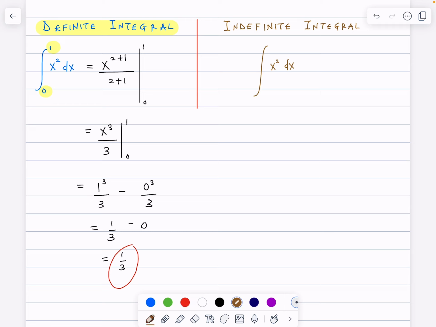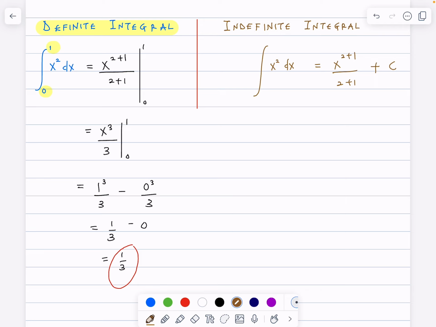Now let's evaluate the indefinite integral. So this is just going to be, similarly, you just add 1 to the power, which is 2. So you have x to the power of 2 plus 1, over 2 plus 1, plus c. That c is the constant of integration. And the reason why we wrote that c there is because it's an indefinite integral. So anytime you're evaluating an indefinite integral, you have to put that c.